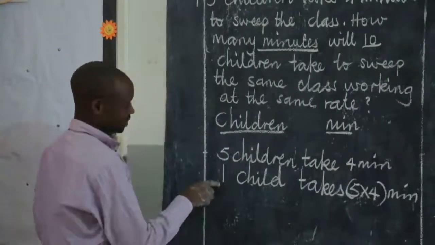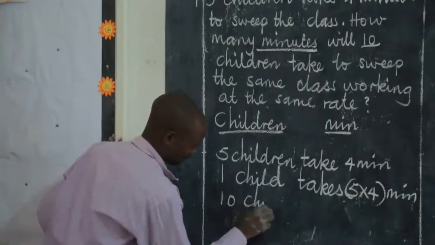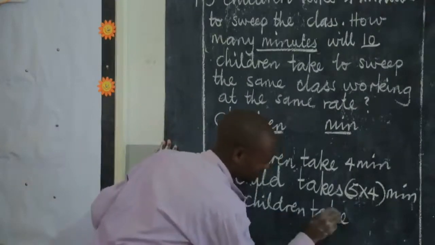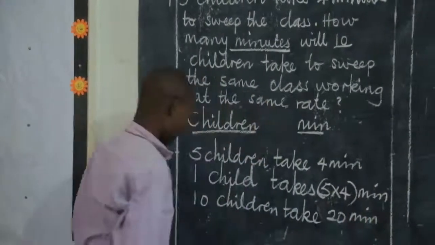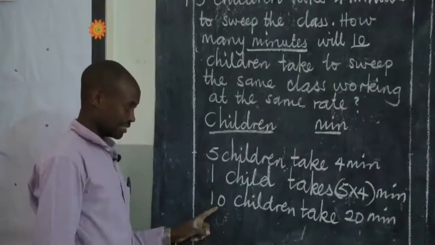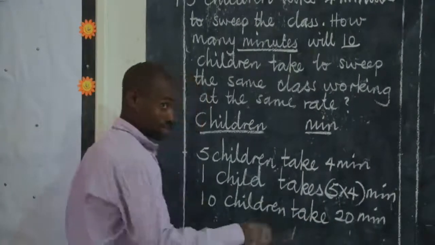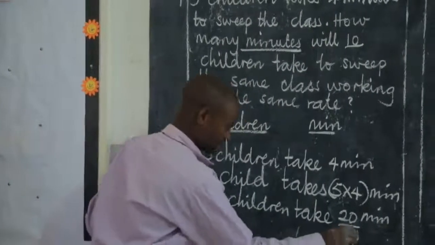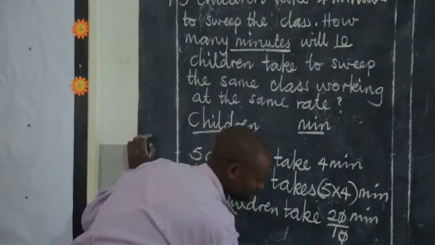What about when I increase now from 1 to 10 children? So 10 children will take, you get the product, this one will be 20 minutes. When it is 1, it is 20 minutes. What about when it is 10? Are you going to take more than 20 minutes? No. This time you are going to share. Since you are working together, you divide this now by 10. So when you are 10 children, you are going to take only 2 minutes.